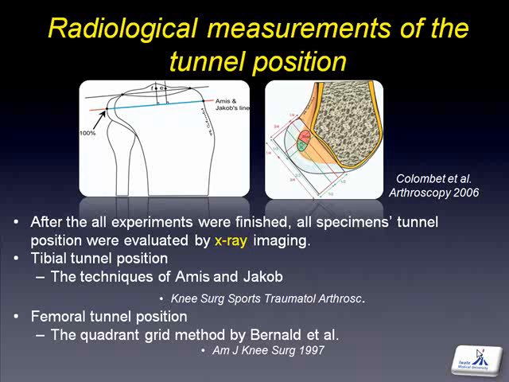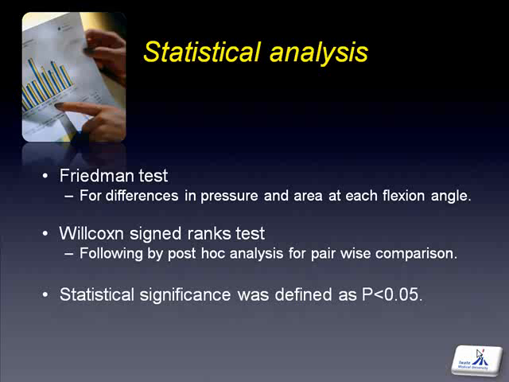After all experiments were finished, we took lateral plain X-ray. The tibial and femoral tunnel position were determined using methods described by Aglietti and Bernard. Statistical analysis was performed using Friedman and Wilcoxon test.